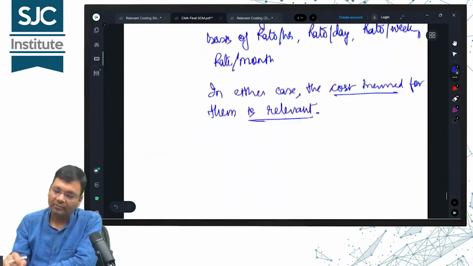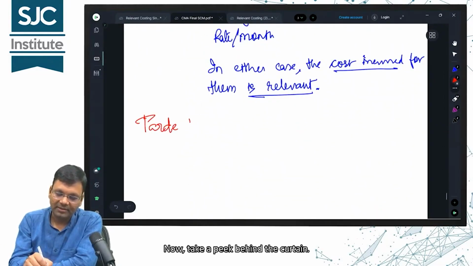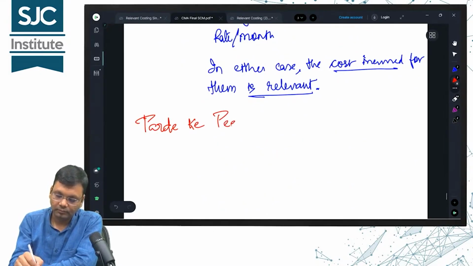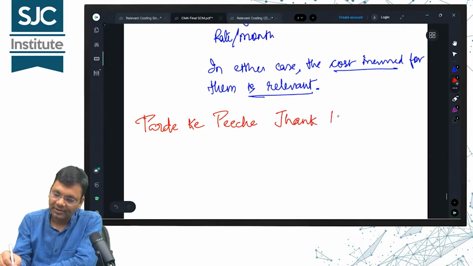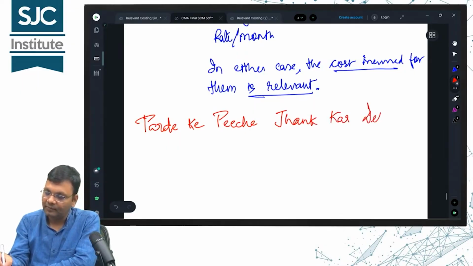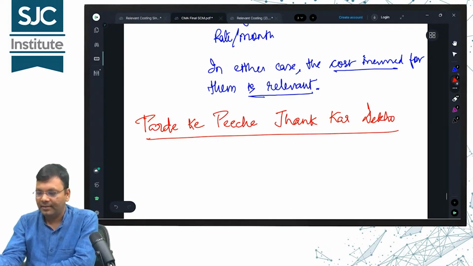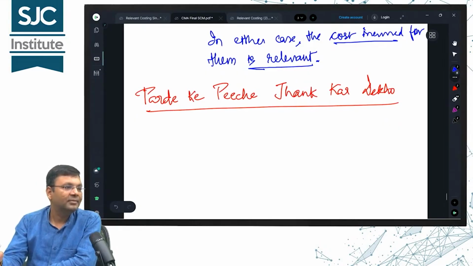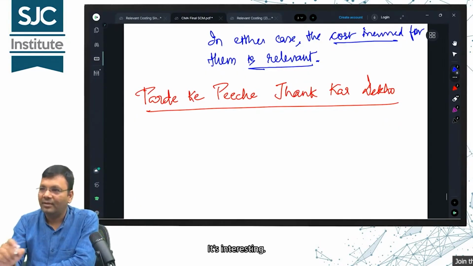Next, there will be another point. This point's name is very interesting. Now take a peek behind the curtain. I repeat, look behind the curtain and peek. We all enjoy peeking a lot. We don't like things hidden from us at all. Am I right? And now we will take a peek behind the curtain. It's interesting.